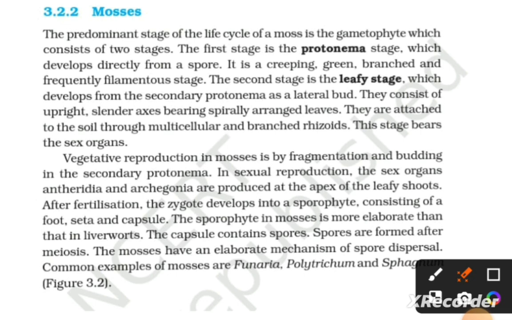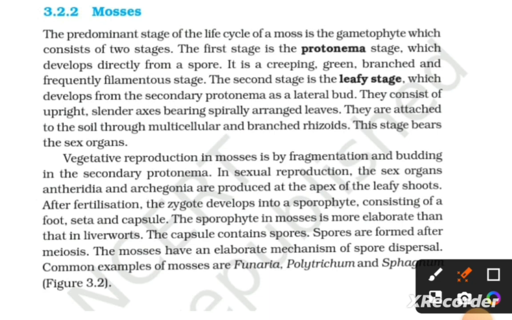They consist of an upright slender axis bearing spirally arranged leaves and are attached to the soil through multicellular and branched rhizoids. So again the difference is that in liverworts we see unicellular rhizoids, and in mosses we see multicellular rhizoids, and this leafy stage bears the sex organs. So basically, of course it is of no use, no questions can be formed from this paragraph, but still it's given in the NCERT, so we have to cover it.